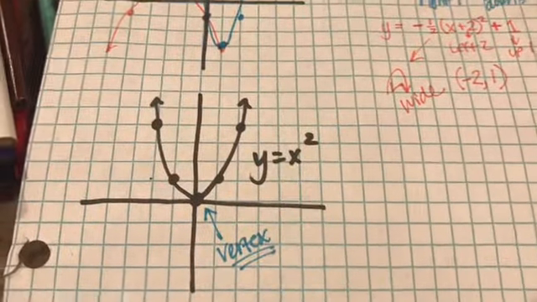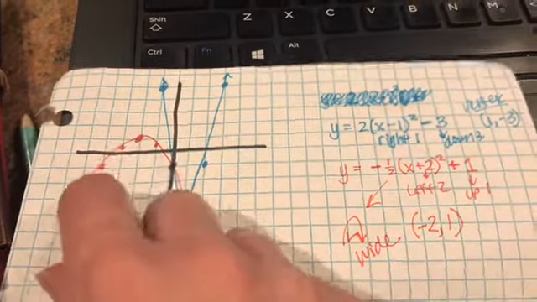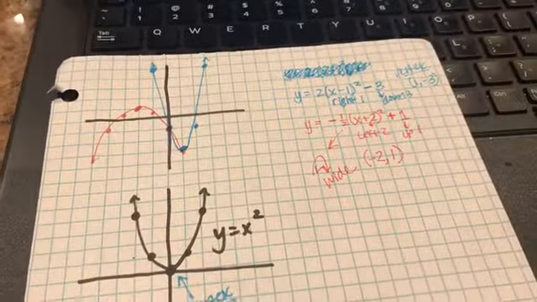Okay, and then just to reiterate, the vertex is this bottom point, or it's the highest point if your parabola is upside down. So now let's start looking at the Desmos project.